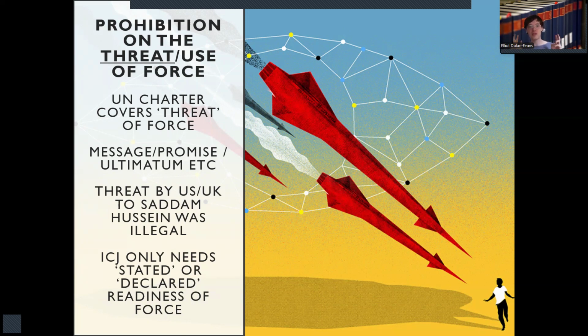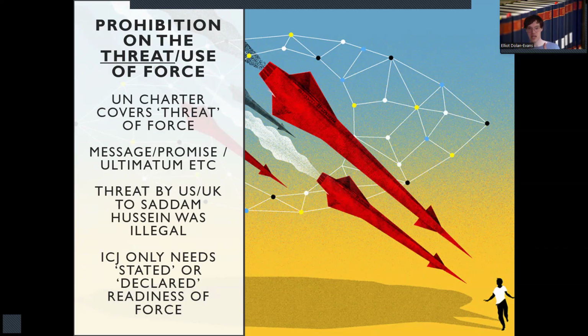In short, if it is to be lawful, the declared readiness of a state to use force must be a use of force that is in conformity with the Charter. So in other words, the ICJ treats threats of force as prohibited if it would be unlawful to employ actual force in those same circumstances.